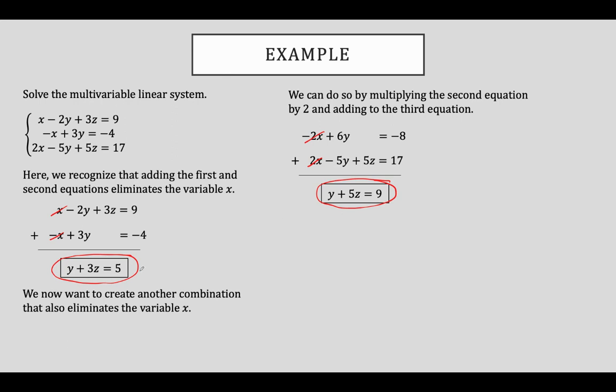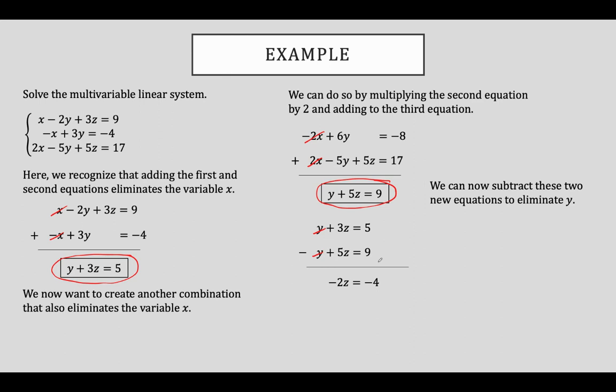What's the best way to solve this system with our new equations? If we look at it, we see that we have a y and a y in both of these equations. If we combine them using subtraction, we're going to eliminate y. We can subtract these two new equations: y plus 3z equals 5 minus the equation y plus 5z equals 9. y minus y gives us 0. 3z minus 5z gives me negative 2z. 5 minus 9 gives me negative 4. Negative 2z is equal to negative 4. Therefore, z is equal to 2.